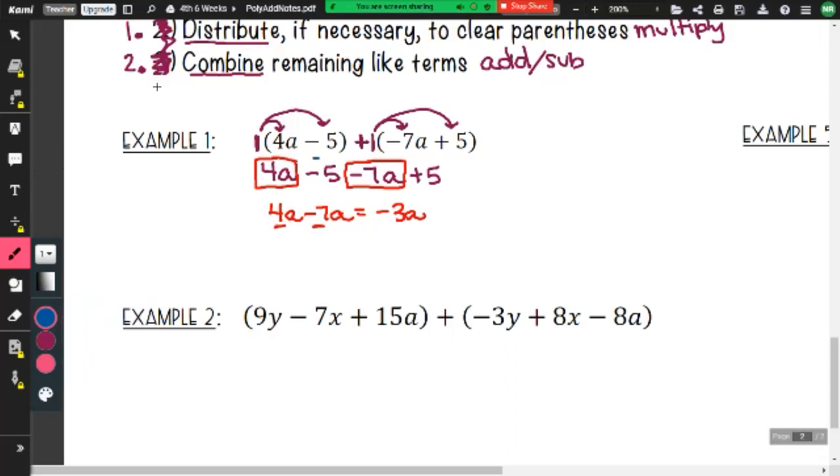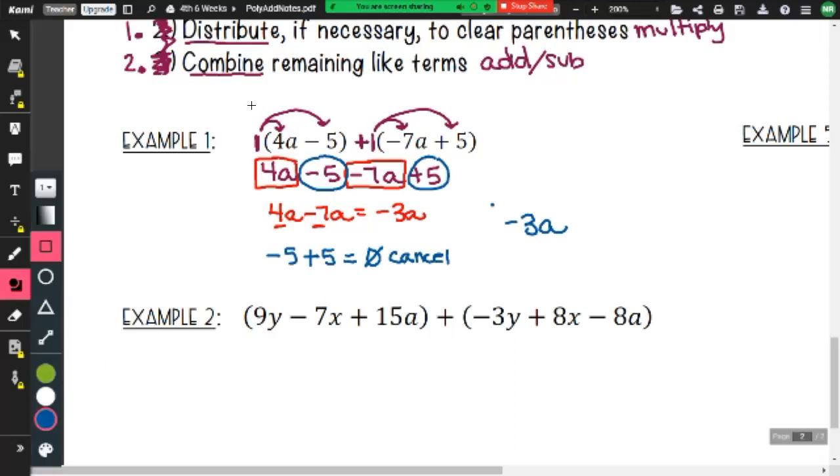Okay, let's try the next one. What can I group or what can I combine with negative 5? The positive 5. So negative 5 plus 5 will give me what? 0. So essentially this one does cancel out. And my answer is negative 3a. You may and you will have more than one term in your answers, but for this specific one, it's just negative 3a because the 5's canceled out, okay?